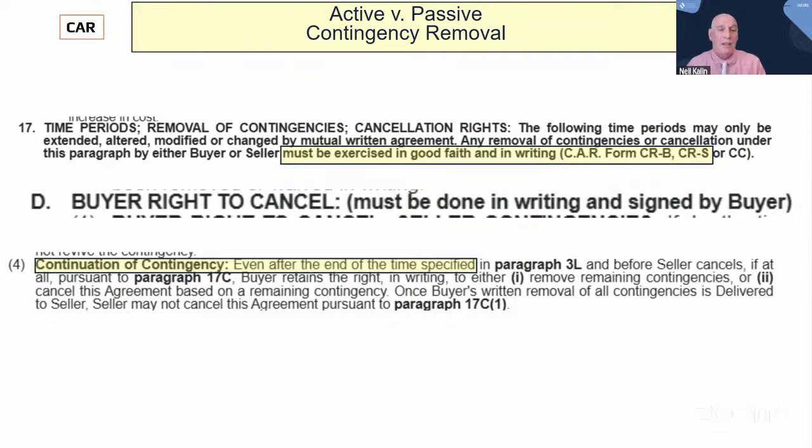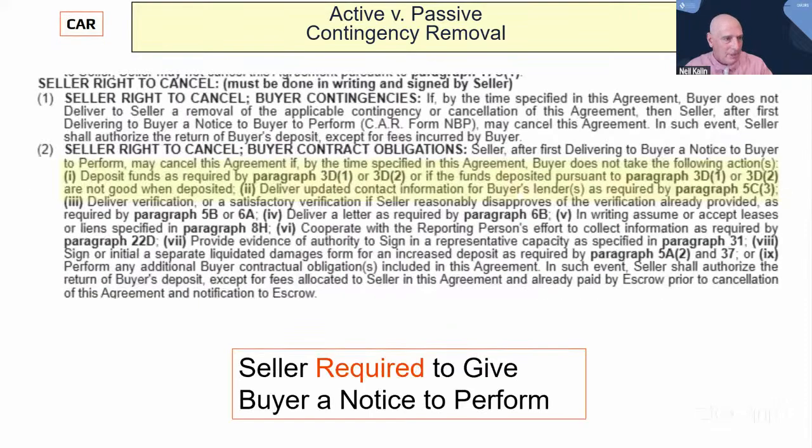So the buyer can remove contingencies in writing, or the seller can give the buyer a notice that says, you have not removed your contingencies. You need to do so, or I will have the right to cancel as a seller. But the cancellation will not happen automatically. The seller will need to follow that up with a writing and a cancellation. That's on the next slide, and that's the notice to perform concept that CAR has adopted into its forms.